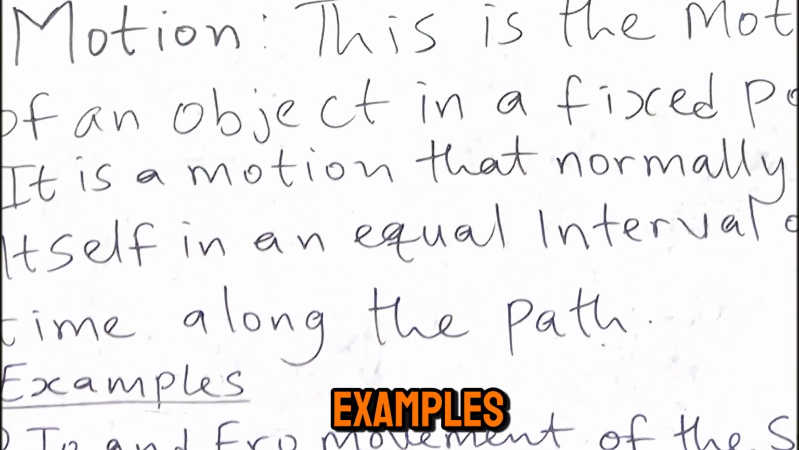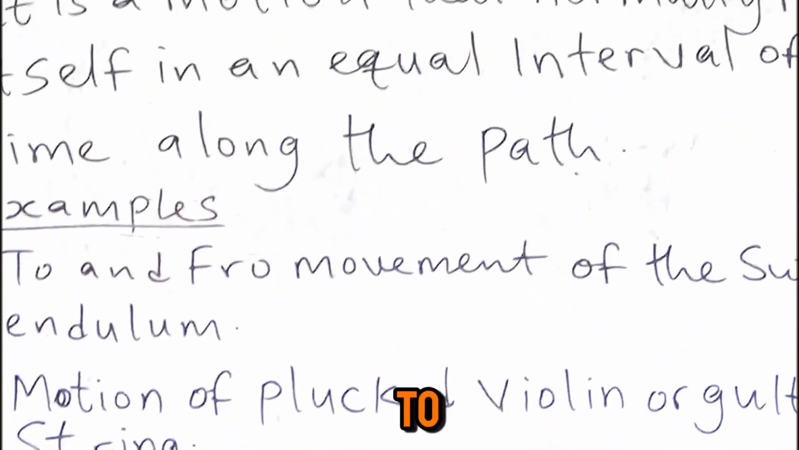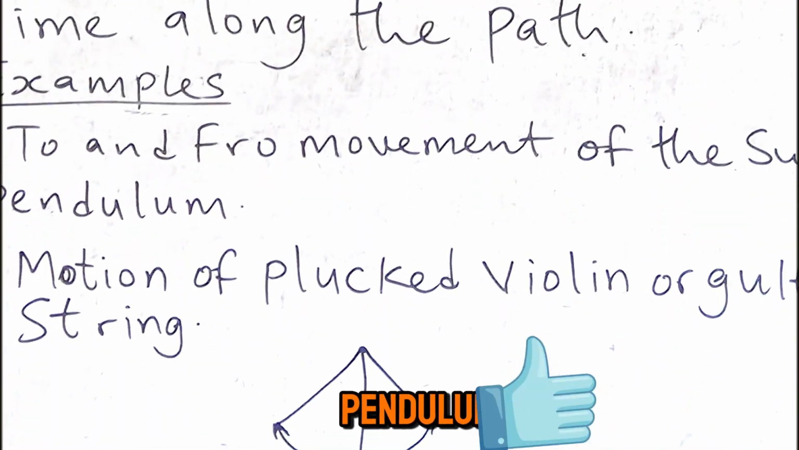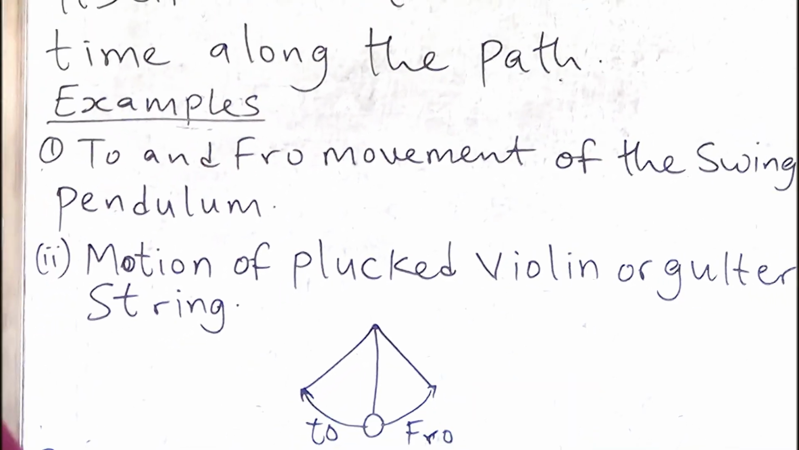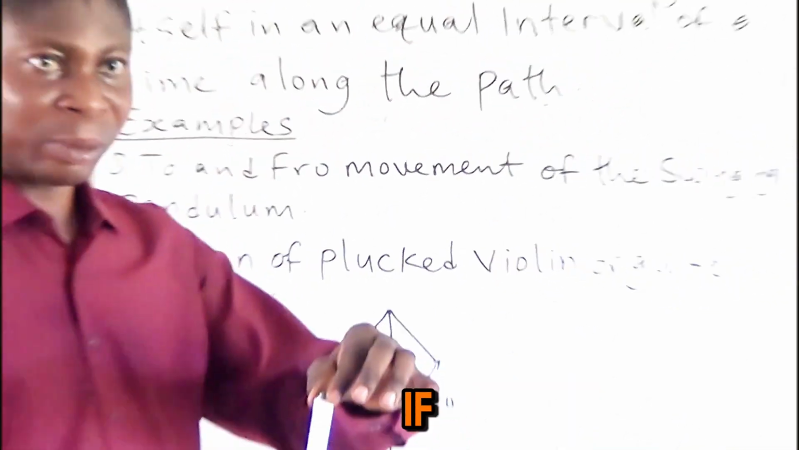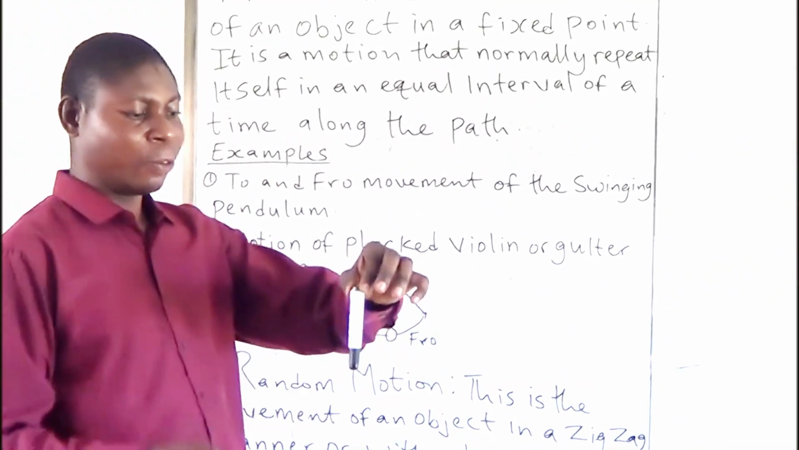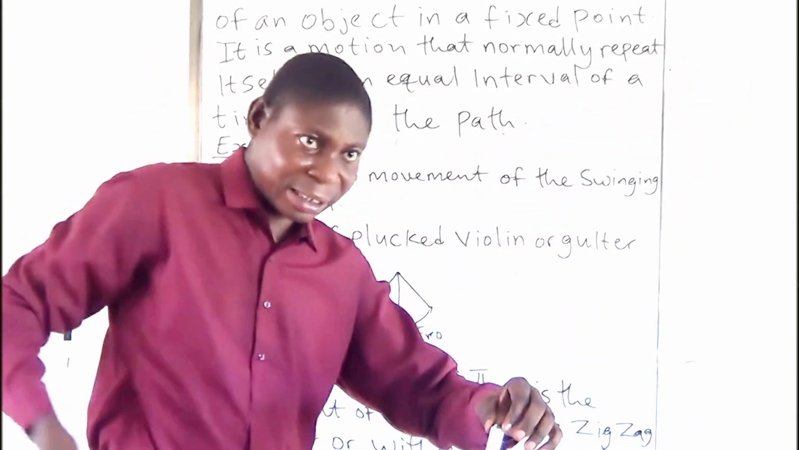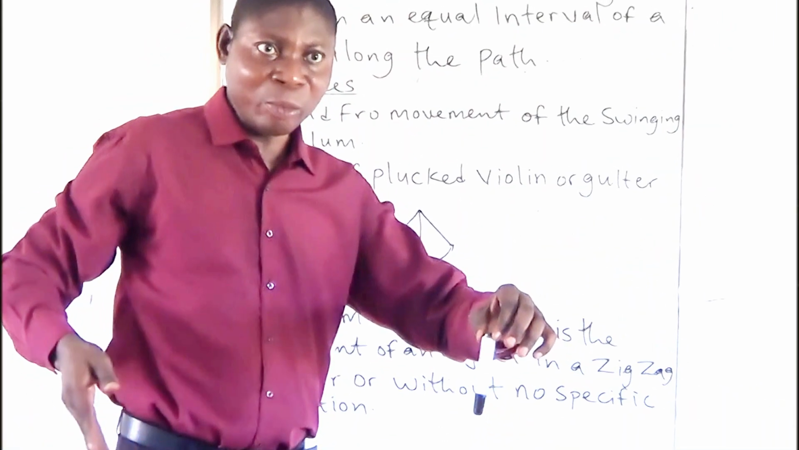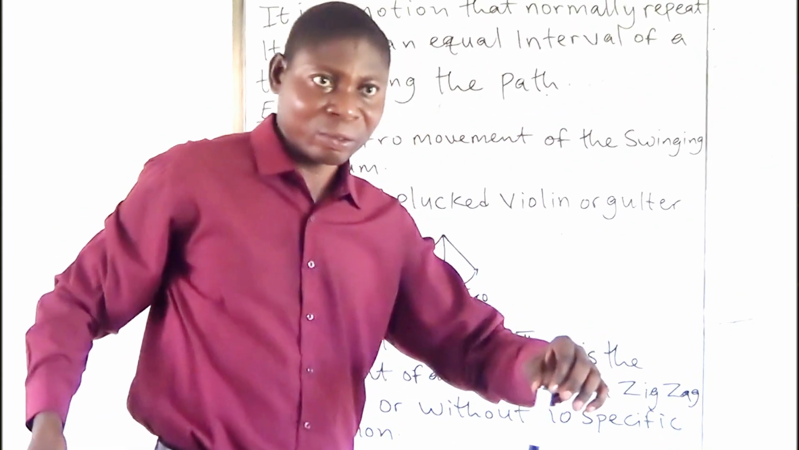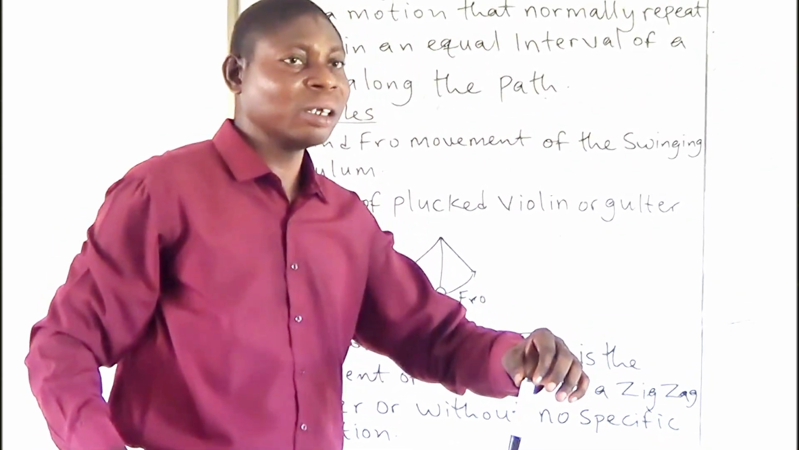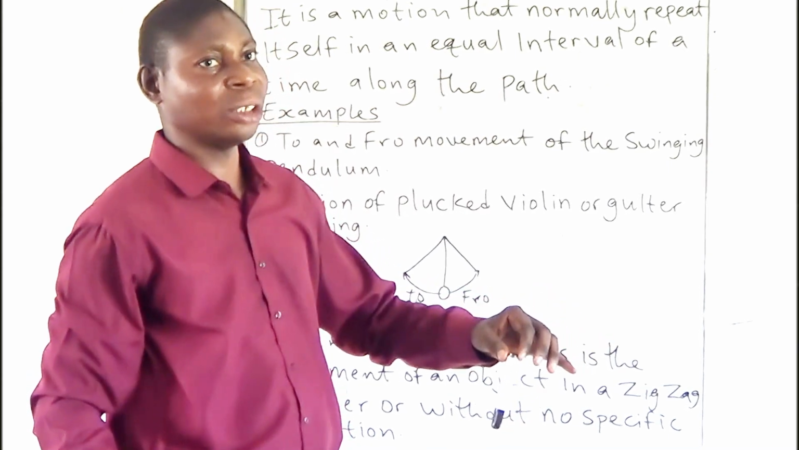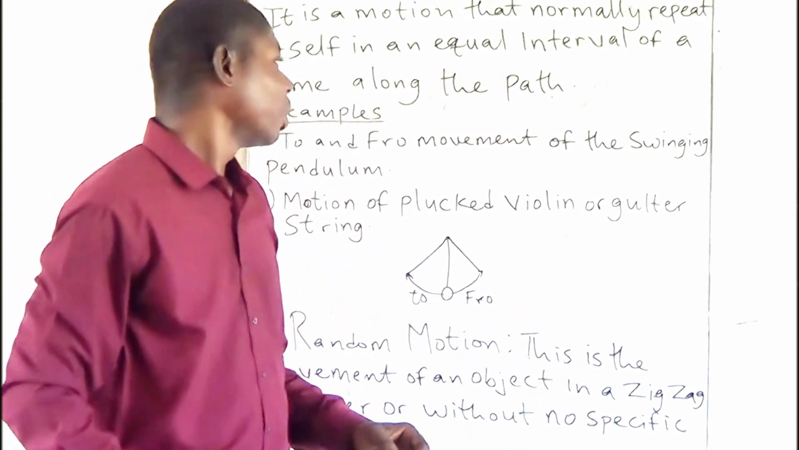Good. Examples: the to and fro movement of a swing or pendulum. Later we will still perform that practical. If you push it like this, it will go like this, like this. The to and fro movement of a single pendulum is an example of oscillatory motion.